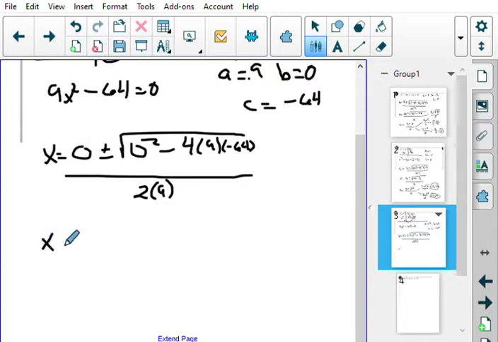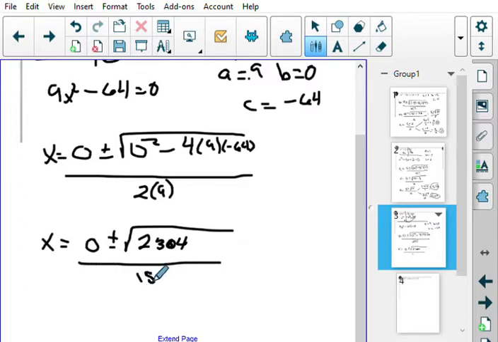Okay, so we're going to reduce inside. We have 0 plus or minus the square root. 0 squared is just 0. I do not have to write it. Now, if you don't know what this is off the top of your head, which I'd be hard pressed to know that you did, we're going to do negative 4 times 9 and multiply that by negative 64. And we can see right here that's positive 2,304. So we have 2,304 underneath. That's a 0 there. There we go. And all divided by 18.